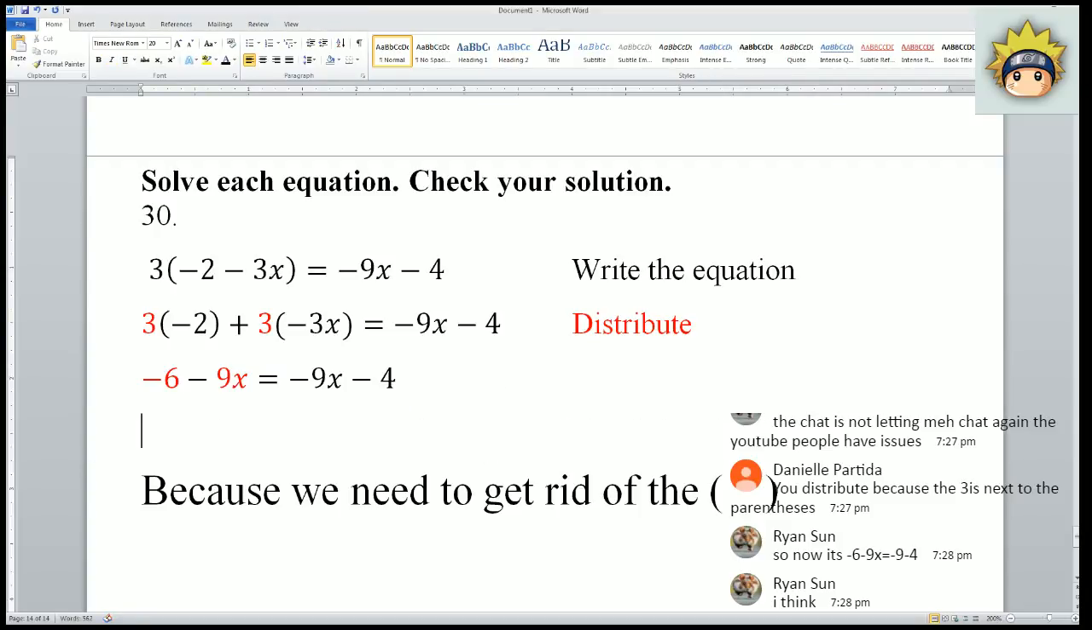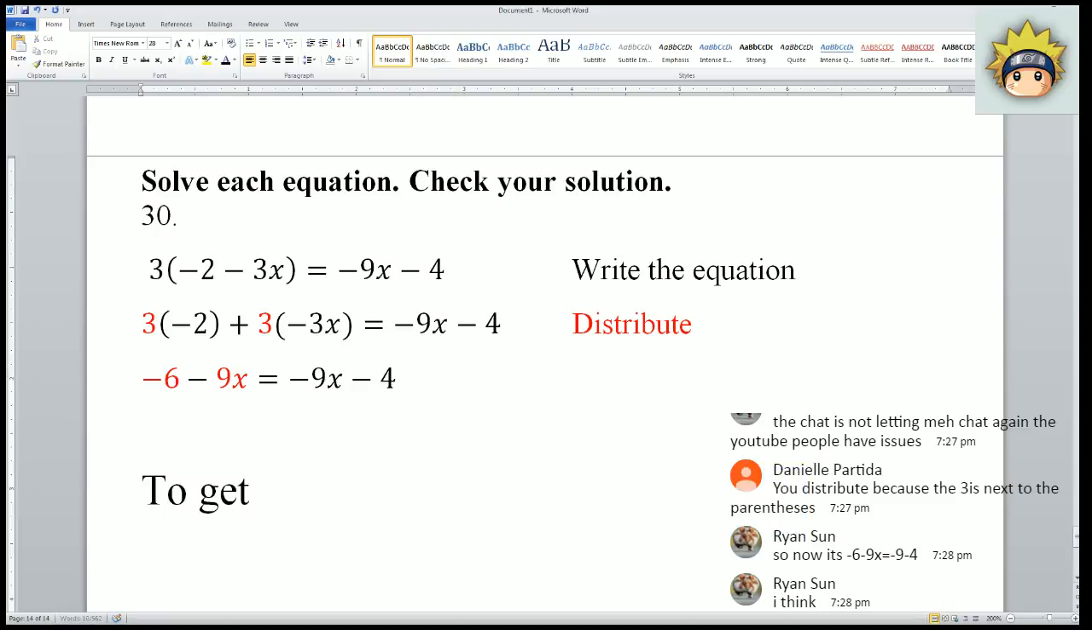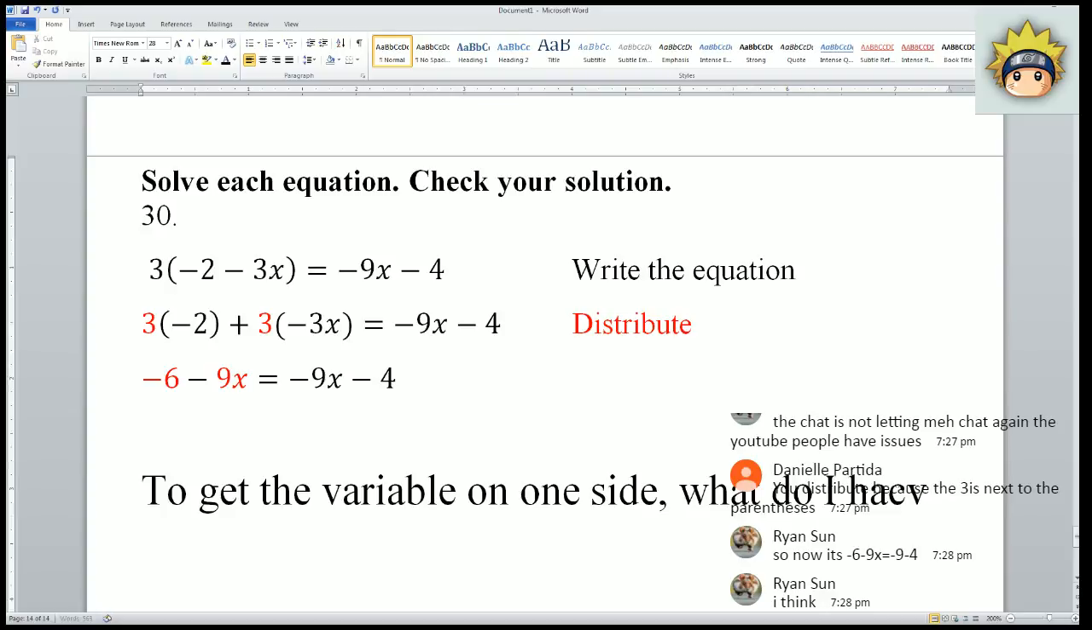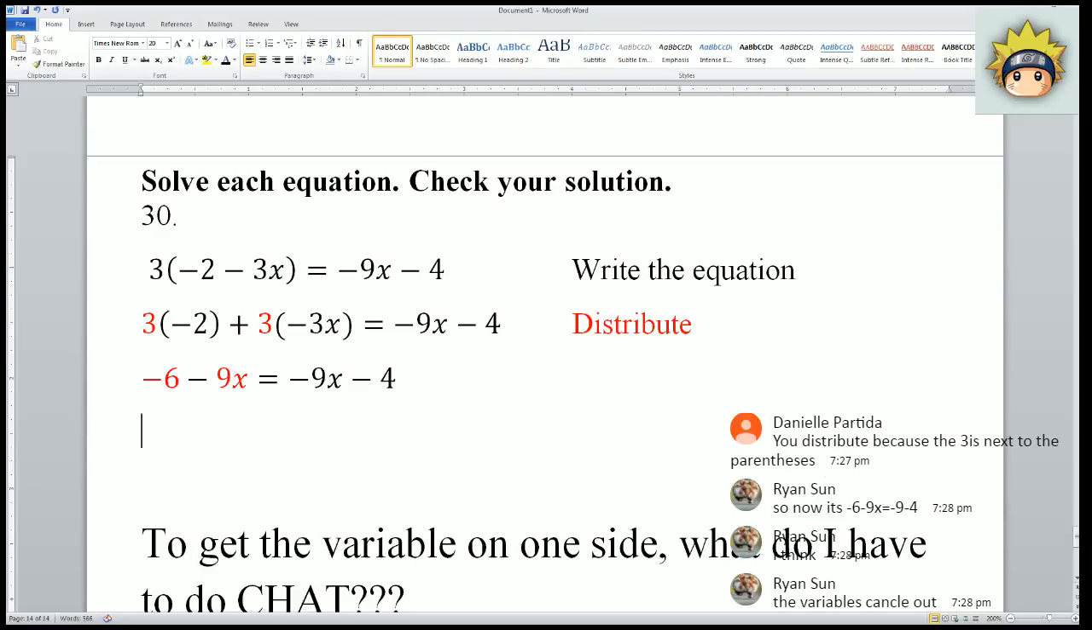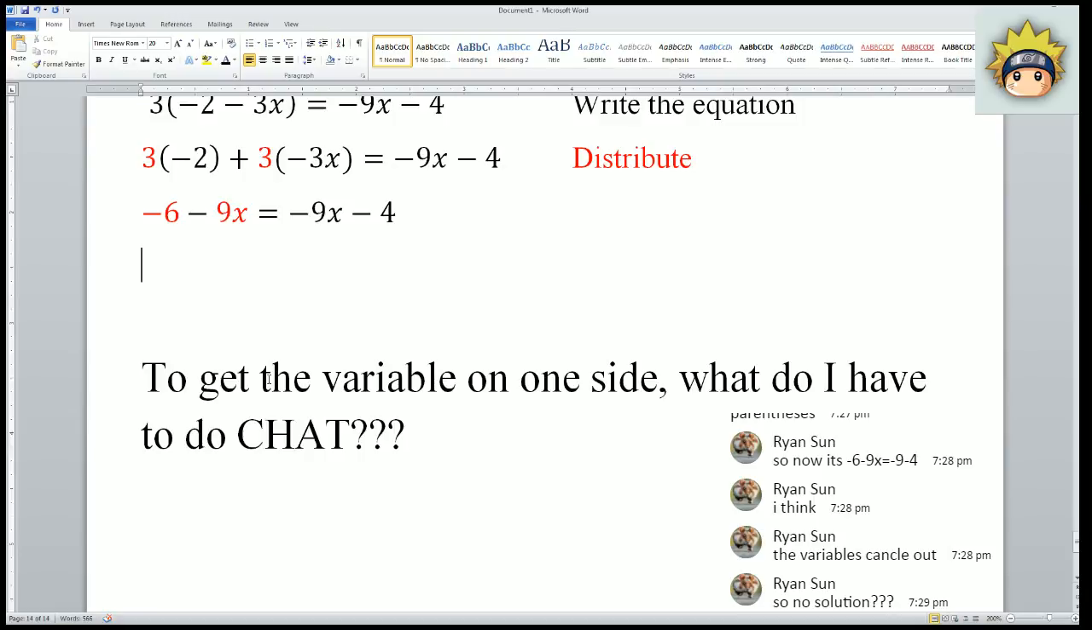Then what do I do next? Right? Get the variable on one side. So what do I do to get the variable on one side? What do I have to do, chat? No. What do you have to do? Don't just say cancel out. Numerically, what do you have to do? Explain what numerically do you have to do?